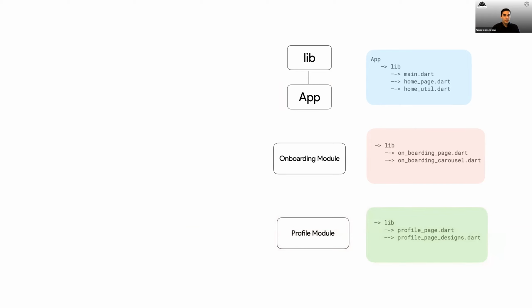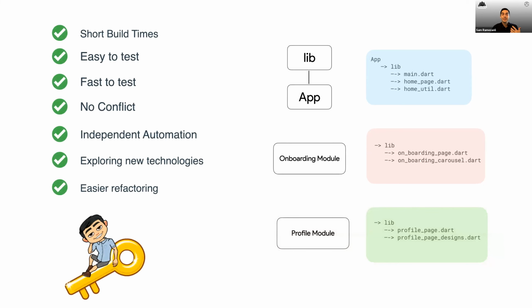And so with all that, Bob finally found a key to the problem he was dealing with. This way he would get shorter build times using modularization, the app is easier to test, faster to test, conflicts are much less since we have different spaces, continuous integration, the automation jobs are so much faster. And he can also explore new technologies right now.